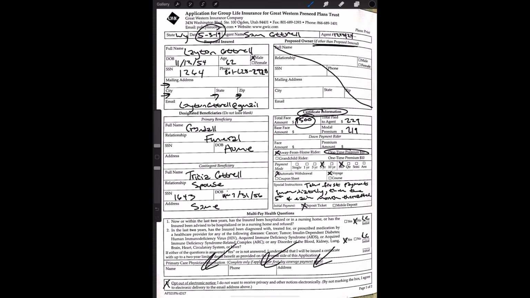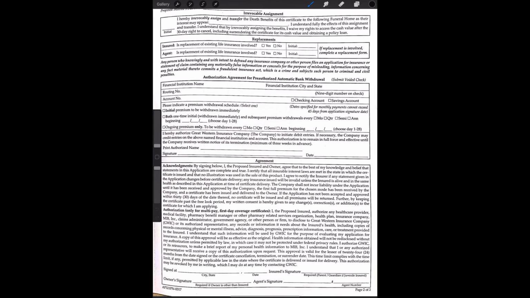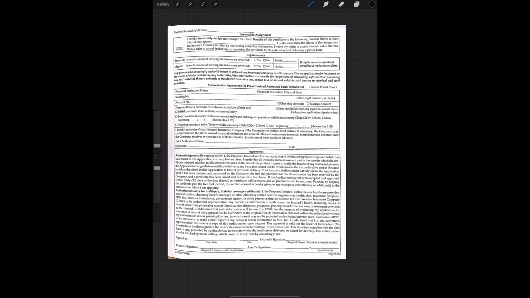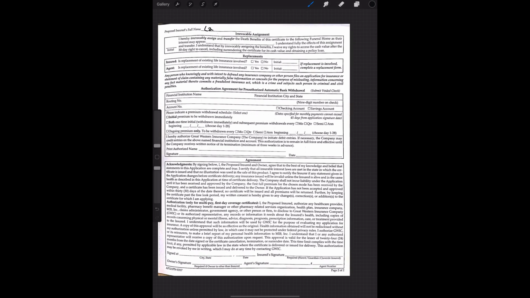All right, we're going to go over to our second page right here. Look at this. Okay, you can see the proposed insured's full name needs to be written at the top. And then the section below that is the irrevocability portion. That's going to be written to Crandall Funeral Home or whatever funeral home you're working with.